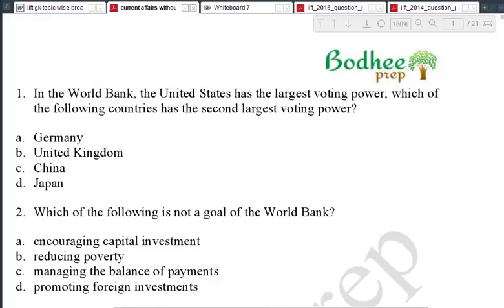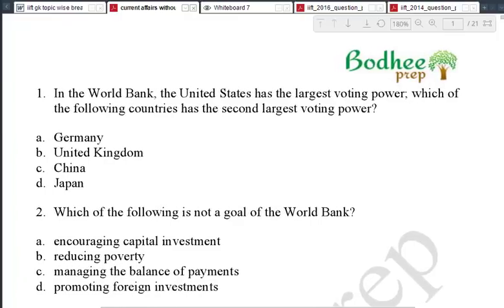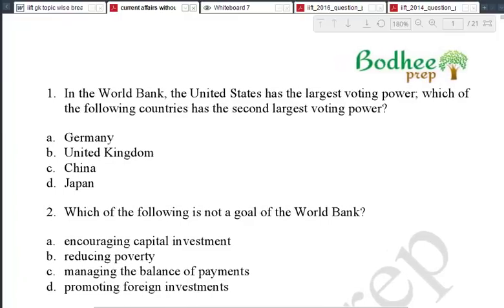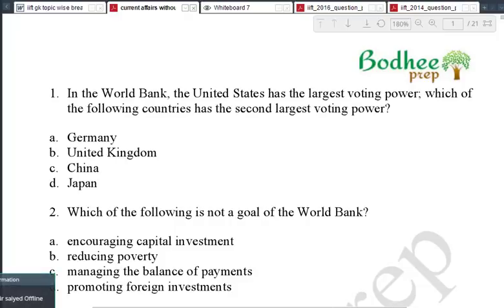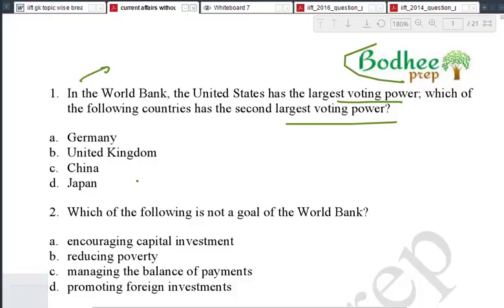Let's look at the first question now. In the World Bank, the US has the largest voting power. Fine. I have designed these questions, people, so this is copyrighted by Bodhee Prep. In the World Bank, the US has the largest voting power. Which of the following countries has the second largest voting power? Everyone says China. Please scroll down, people, you will see. Everyone says China. The answer is Japan.